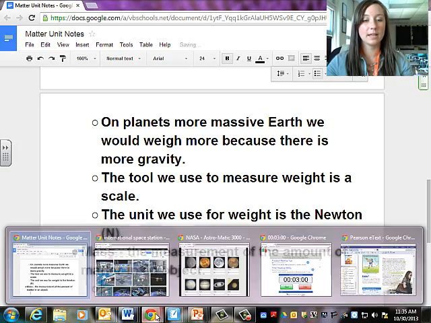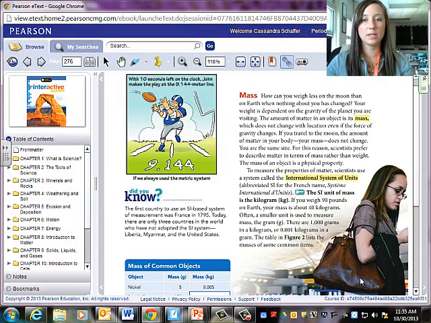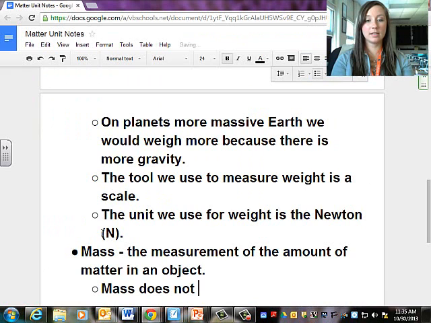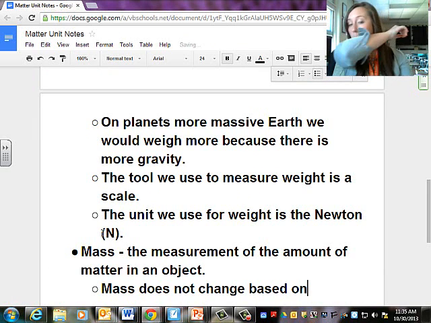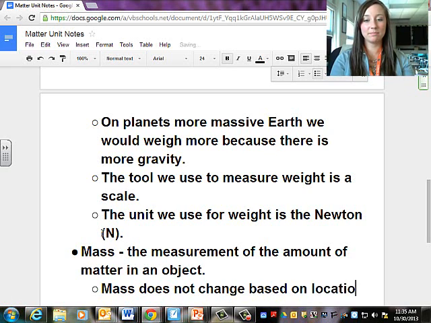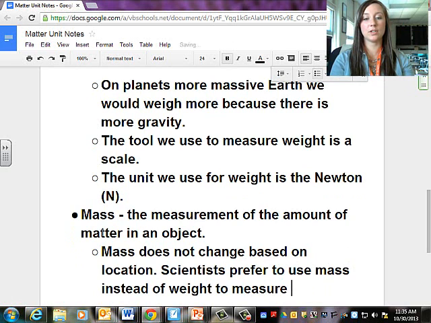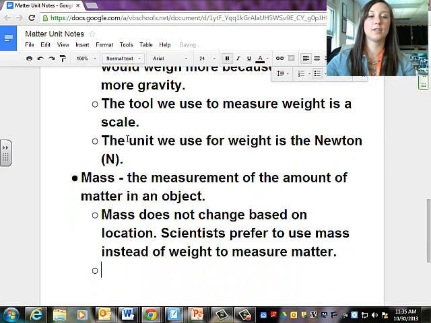So let's go back and double check to make sure that there's nothing else from that paragraph that we need to discuss. And one important thing is now they're comparing weight and mass together, and we're saying that no matter where we travel, our amount of mass does not change. So we can add mass does not change based on location. So because of this, scientists prefer to use mass instead of weight to measure matter. Good.